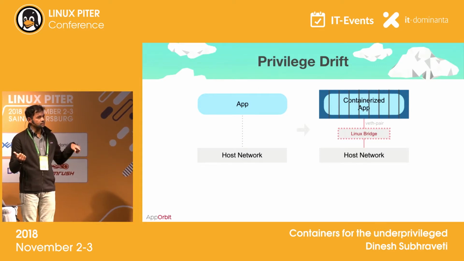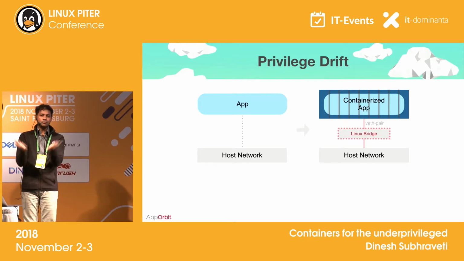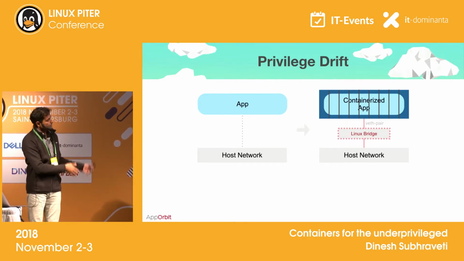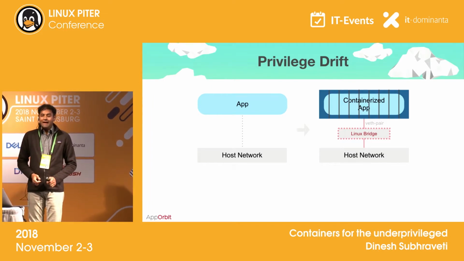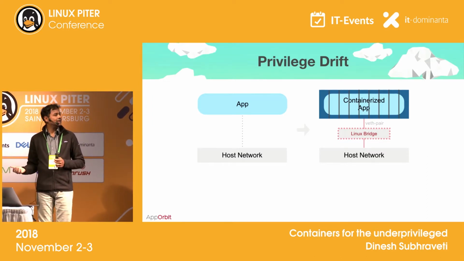One end of it you plug into the Linux bridge, the other end goes into the network namespace, and you basically have network from the network namespace of your container to the host and then to the network, right? But all of these additional operations require privilege. So why is it like that?